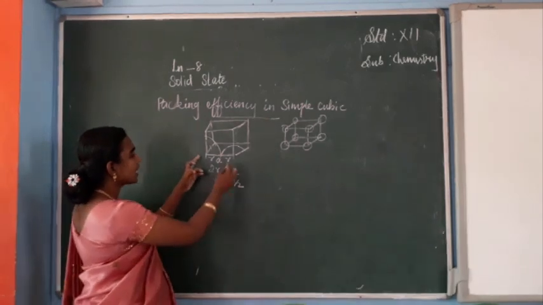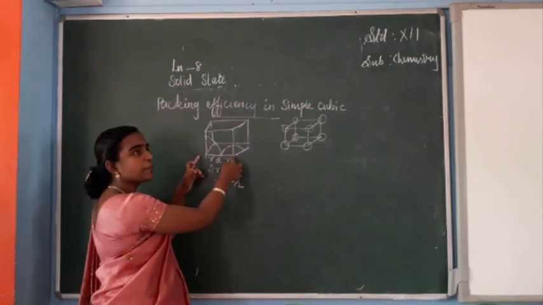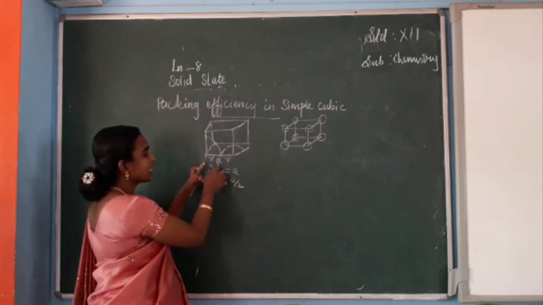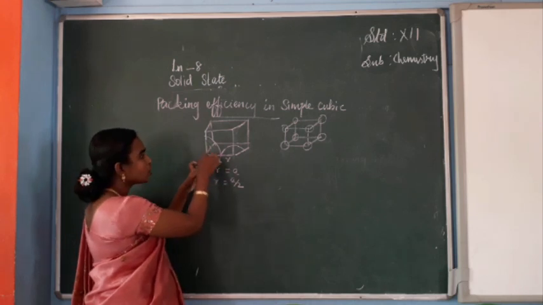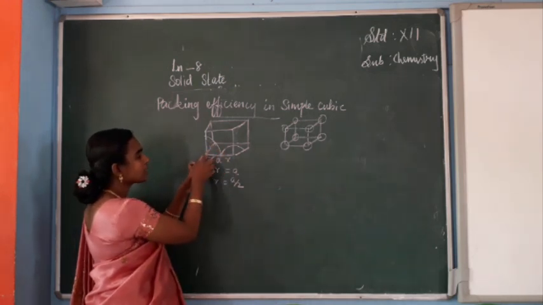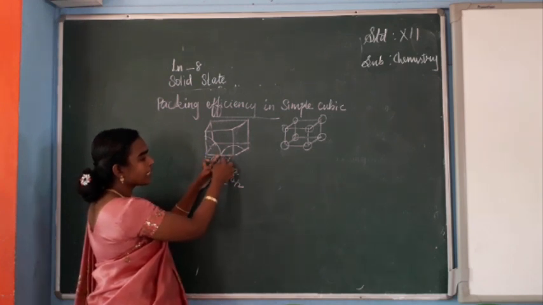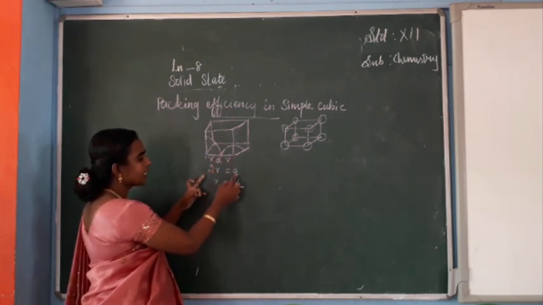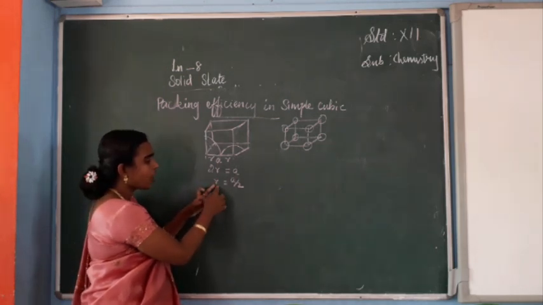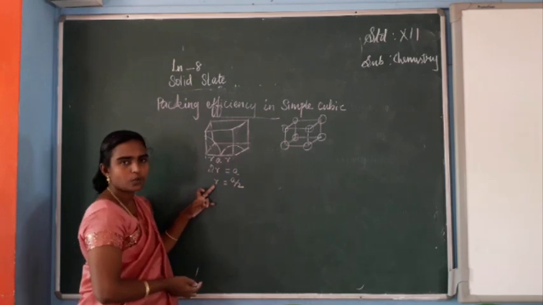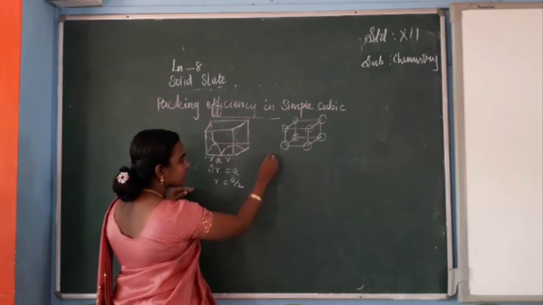Each length in this primitive cell is taken as A. From here to here the length is A. When you consider the spheres, this distance is R and this distance is also R. So A is equal to 2R, and from this the radius of the sphere R is equal to A by 2. Next, packing efficiency will be calculated.